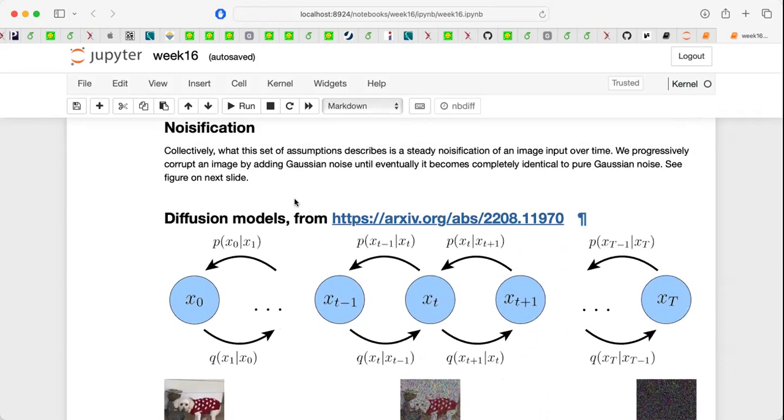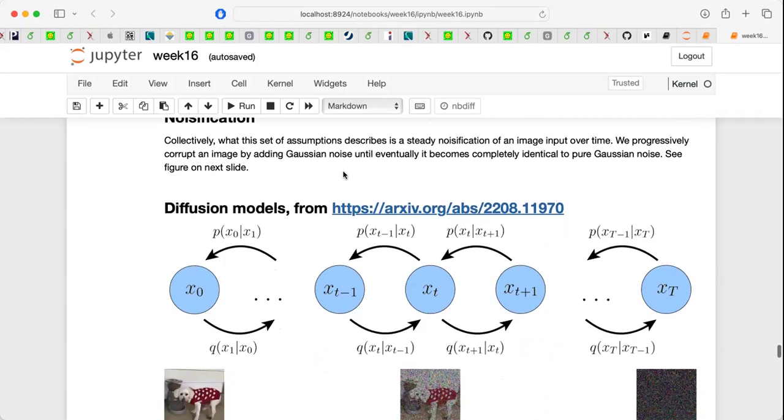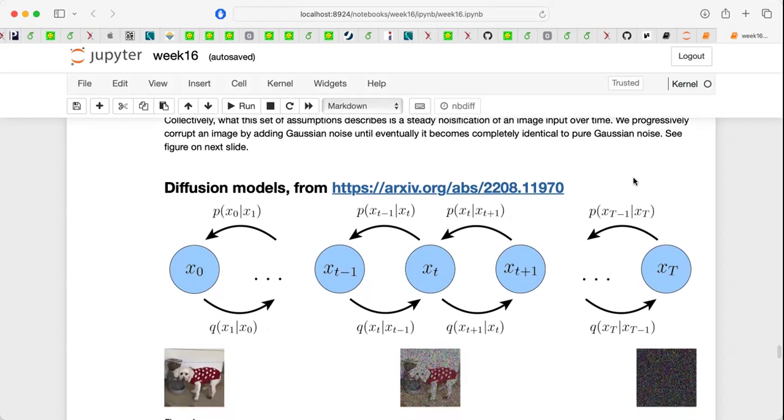So in a sense, what we end up with is something which looks like this, and it acts as a kind of denoising. Collectively, what this set of assumptions describes is a steady noisification of an image input over time. You progressively corrupt an image by adding Gaussian noise until eventually it becomes identical to pure Gaussian noise. And then we have the decoding part, where we are stepping back again, and we need to find a training procedure for this probability P. And that's the next step.